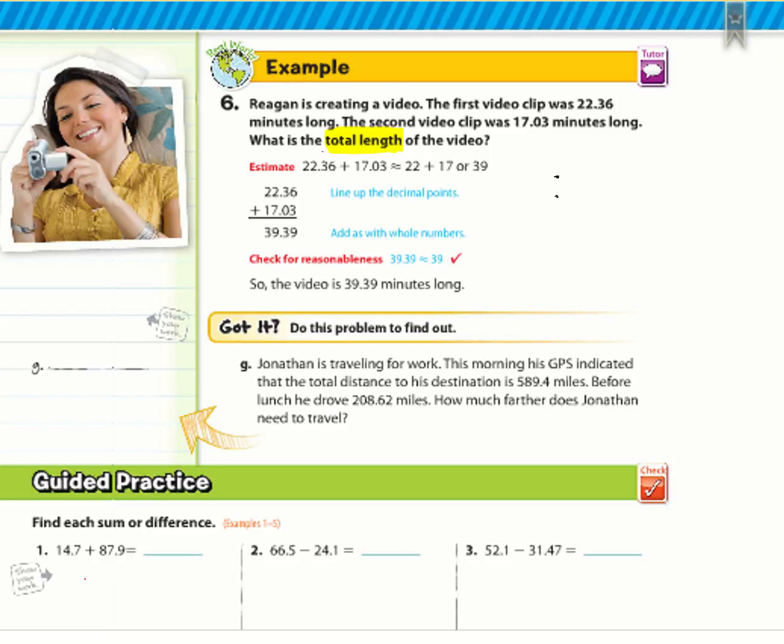And I'm going to line up my decimals. And now my place values, 22 and 36 hundredths and 17 and 3 hundredths. And we're going to add those. So we have 6 plus 3 equals 9, 3 plus 0 is 3, 2 plus 7 is 9, 2 plus 1 is 3. So we have 39 and 39 hundredths minutes long. And because this is a word problem, we have to make sure we include our units. Units are your best friends. Our units in this one is going to be minutes long. So go ahead and pause the video and try G.